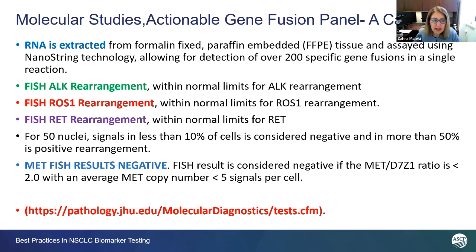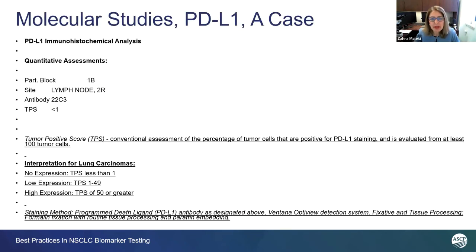This time RNA was extracted from formalin fixed paraffin embedded material, and they looked for over 200 specific gene fusions in one single reaction. They did not find ALK, ROS1, or RET rearrangement. Also, the MET-FISH result was negative. In addition, the patient had PD-L1 studies. This is another example that you see for PD-L1.